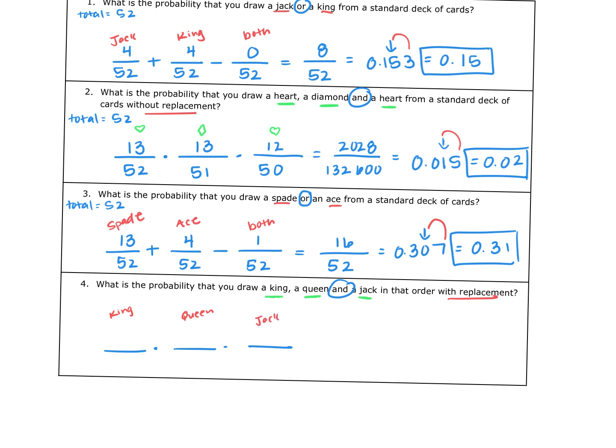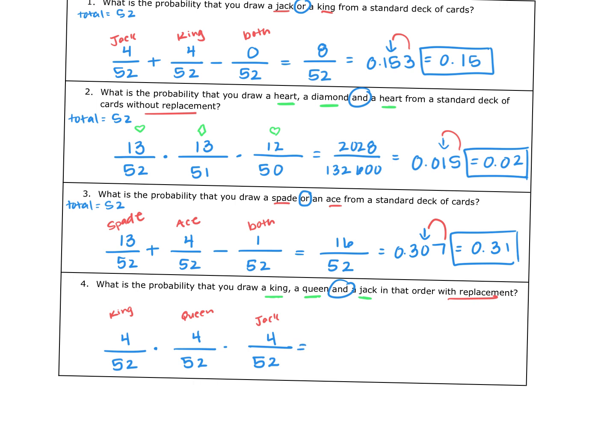Okay? With replacement says if I take one out and I look at it, I'm going to put it back in. So this one is going to be 52. This one is going to be 52. And this one is going to be 52. Because I took it out, I looked at it, and I put it back in. Okay, when I look at my kings in my deck, there are 4 kings. I look at it, I put it back in. There are 4 queens. I look at it, I put it back in. And there are 4 jacks. I look at it and I put it back in.